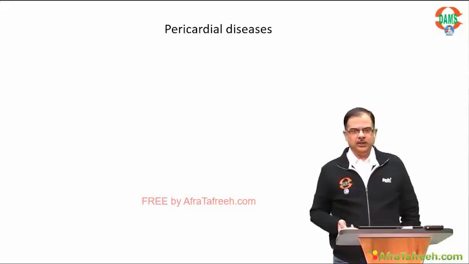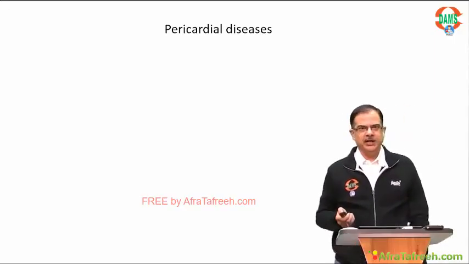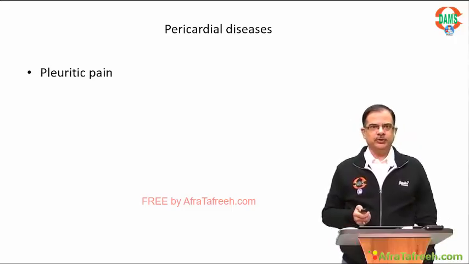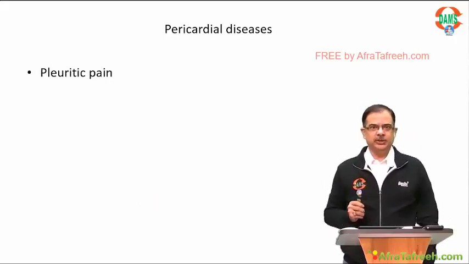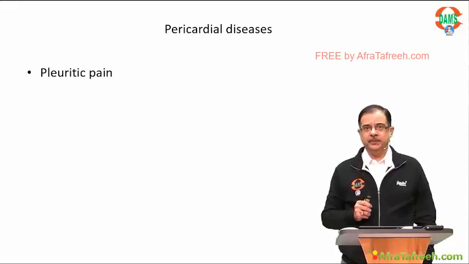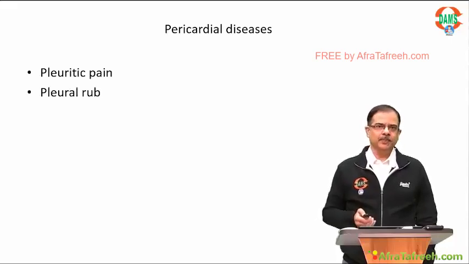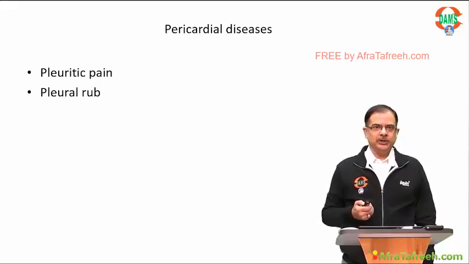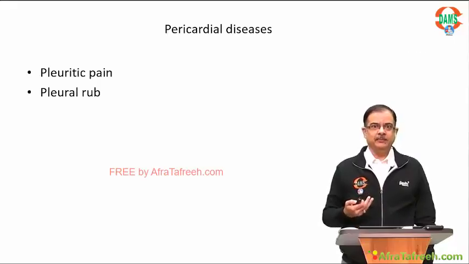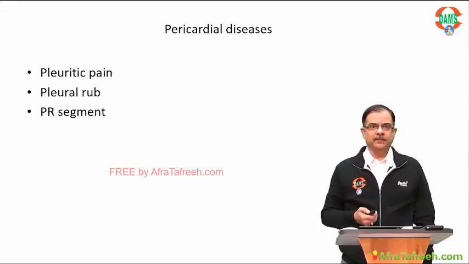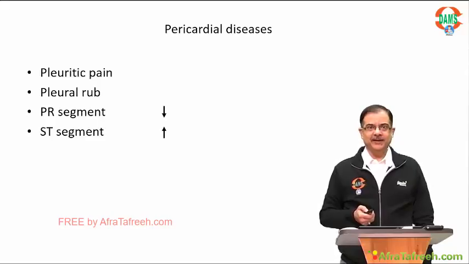So these are the important questions on the pericardial disease. The patient has chest pain that is pleuritic, very sharp chest pain. On auscultation, the patient has crepitations from the pericardium, known as a pericardial rub. On the ECG, there is PR segment depression and ST segment elevation, just like this.